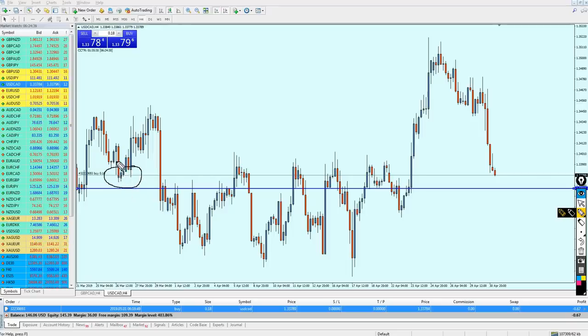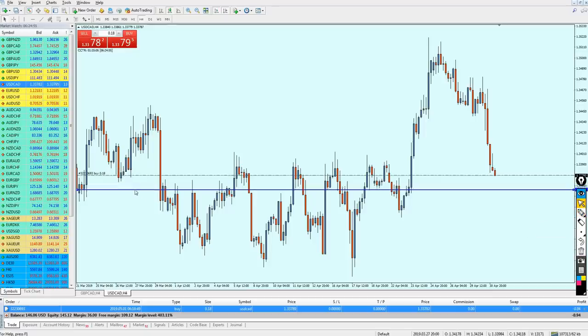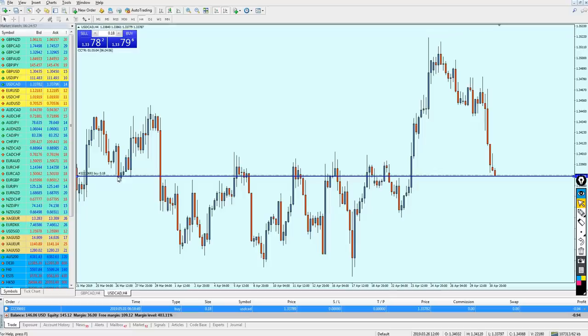If we count how many wicks we have here, we have 1, 2, 3, 4, and 5. So we have 5 wicks included in this reversal right here. If I want to have my best shot, I will draw my support line touching all of the wicks exactly like that. And that is my entry point. You can see I have entered exactly on this level.